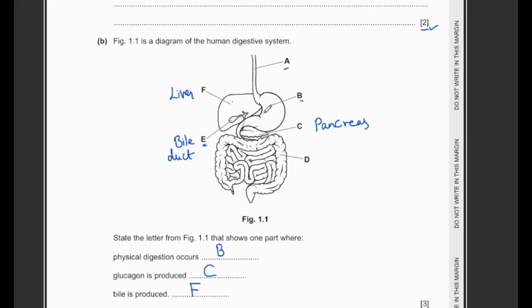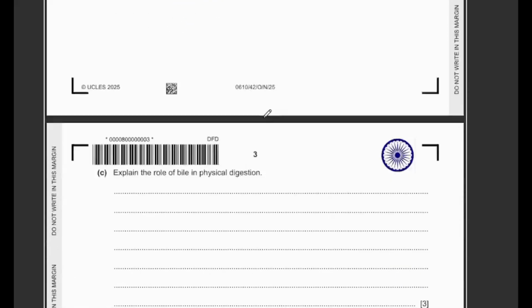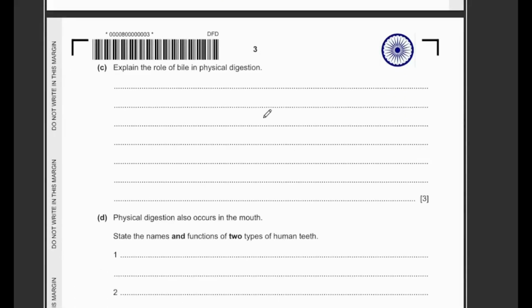Okay, moving to the next one. 3 marks here. Explain the role of bile in physical digestion. Now bile is very helpful in fat digestion. What is this fat digestion called? The key term that we use here is emulsification. 3 points we are looking for: the function or role of bile in physical digestion.